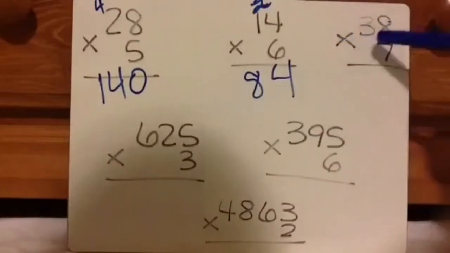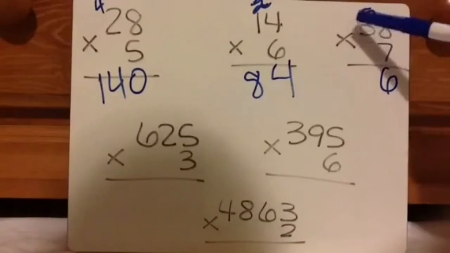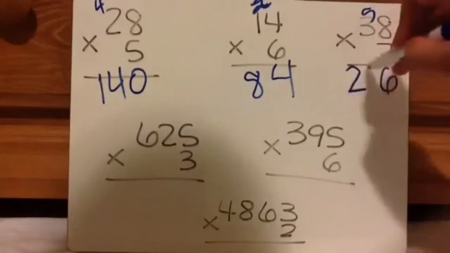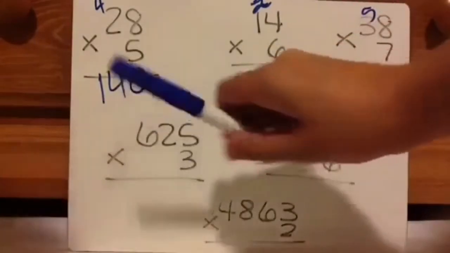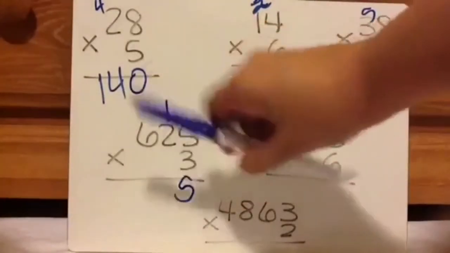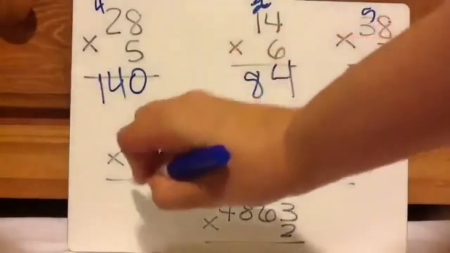8 times 7, 56. 7 times 3 is 21, plus 5 is 26. 3 times 5 is 15. 3 times 2 is 6, plus 1 is 7. 3 times 6 is 18.